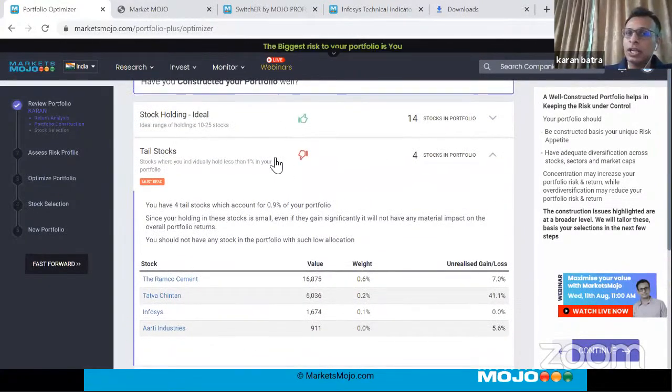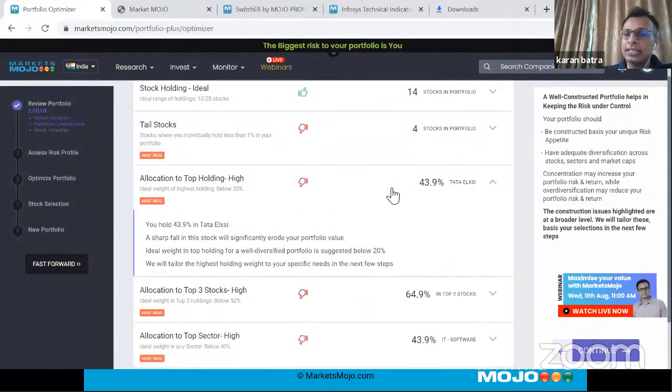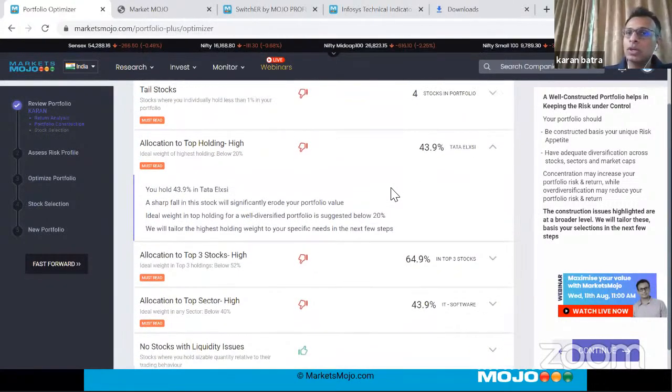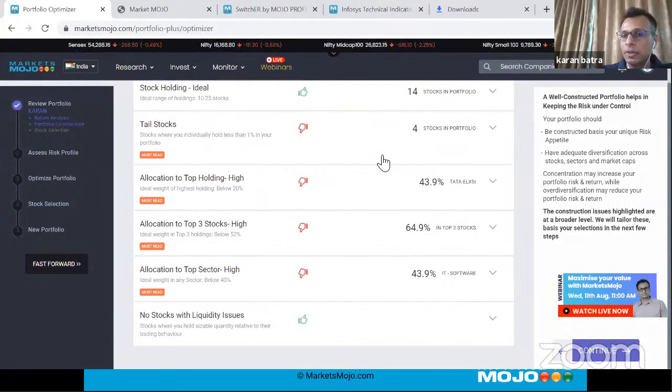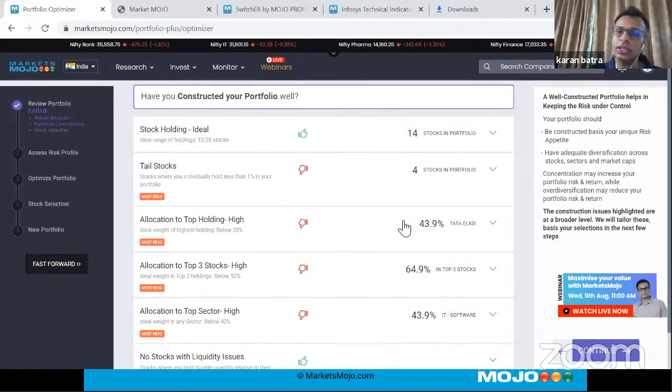This is a case of under allocation. And let's say this is a case of extreme over allocation. In one stock, I have invested 44% of my money. What if something goes wrong with this one stock? Then it will have a very big negative impact on our portfolio. So over allocation increases your risk of the portfolio, and under allocation hampers your chances of returning the portfolio. And that's why construction becomes very important. Similarly, across sectors, across top stocks, what is the allocation and where it is not kept.